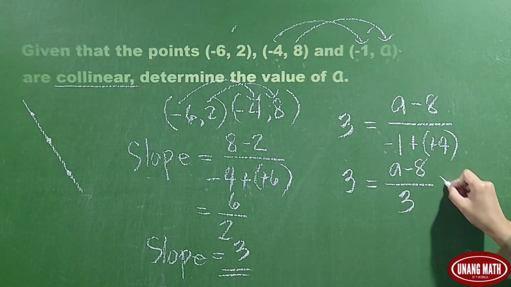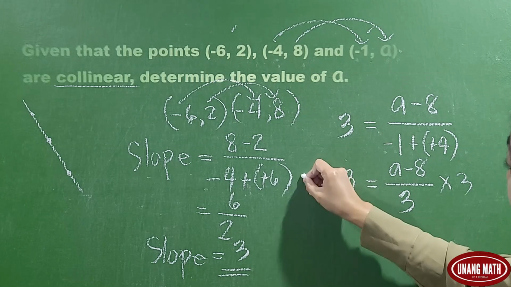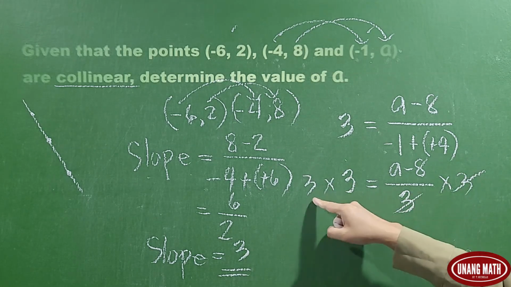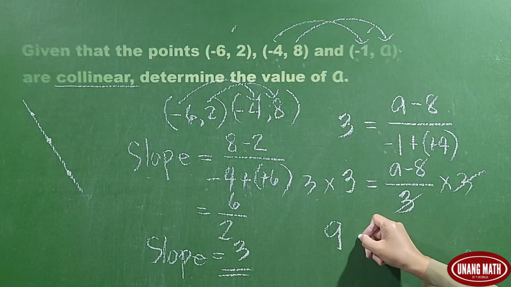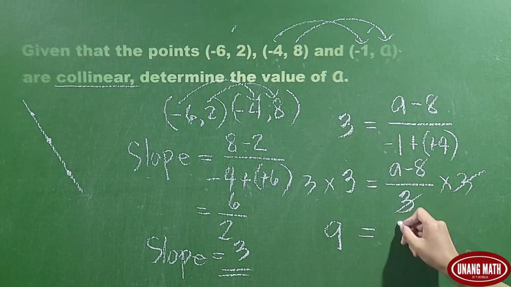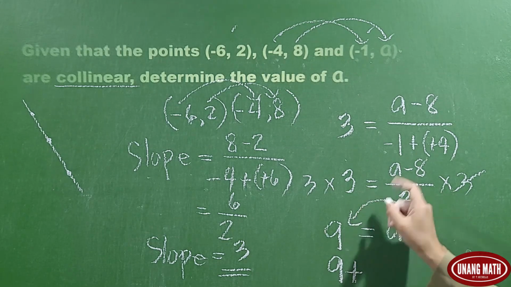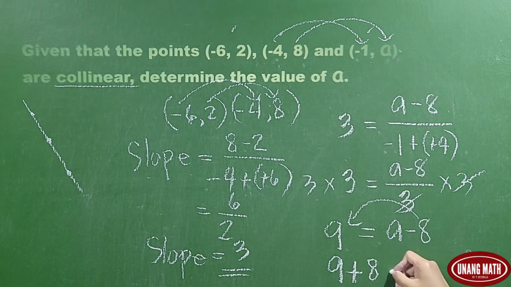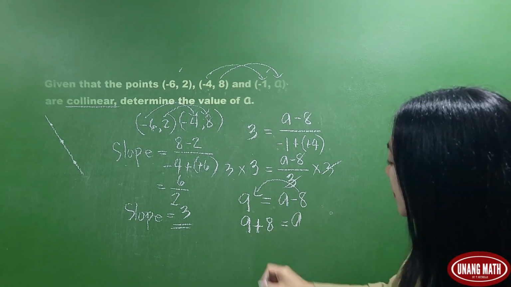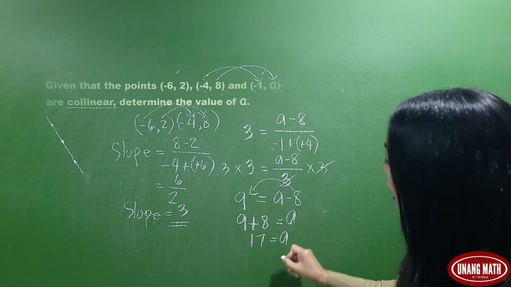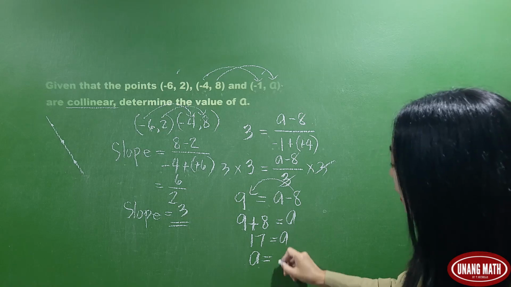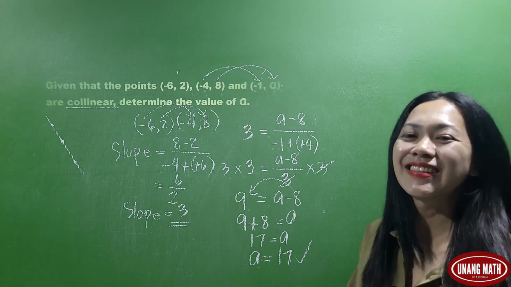Okay, to find a, let's multiply both sides by 3. If we simplify, this is 9. This is equal to a minus 8. Okay, now this is 9 plus, if we move negative 8, it becomes plus 8. So it means 9 plus 8 is 17. So our a, or the value of a, is 17.